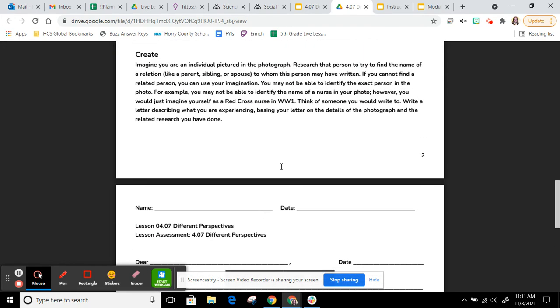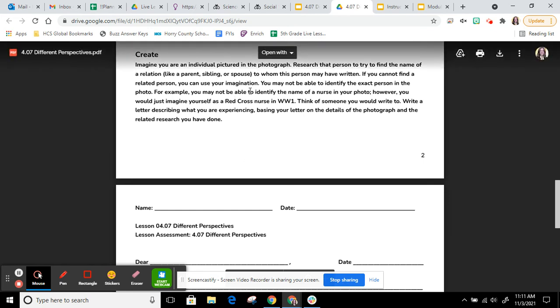Then your last piece is the creation piece. Imagine you are an individual pictured in the photograph. Research that person to try to find the name of a relation, like a parent, sibling, or spouse, to whom this person may have written. If you cannot find a related person, you can just simply use your imagination. Make up a family member that you're going to write a letter to.